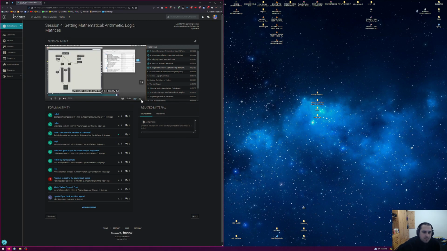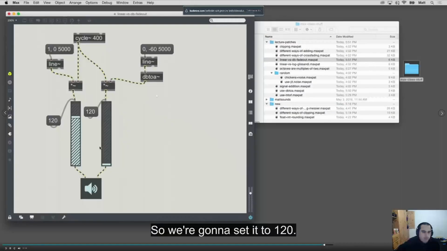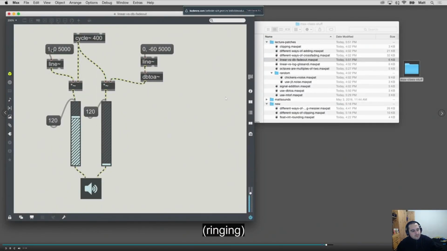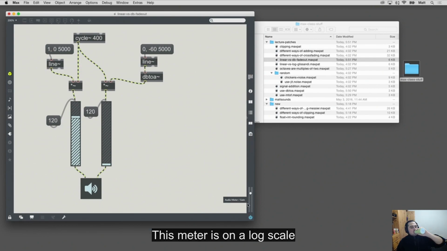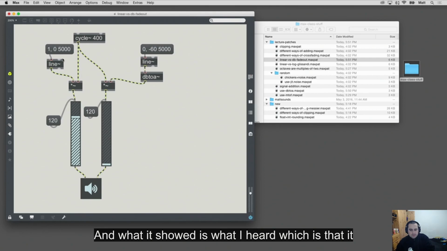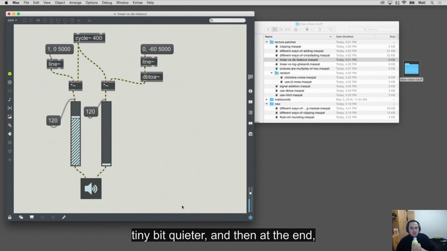And I want to make sure we got exactly the same volume here, so we're going to set it to 120. So on the left, starting at 1, going down to 0, linearly over 5 seconds. Okay, so if you're watching this, the only thing that was moving in the patch, this meter is on a log scale, so it matches human perception better. And what it showed is what I heard, which is that it kind of seems like it's not doing anything at first. It's loud, it's a tiny bit quieter, and then at the end, all of a sudden, boom, it's all the way gone.